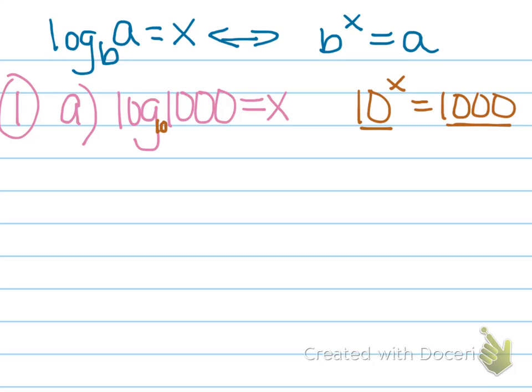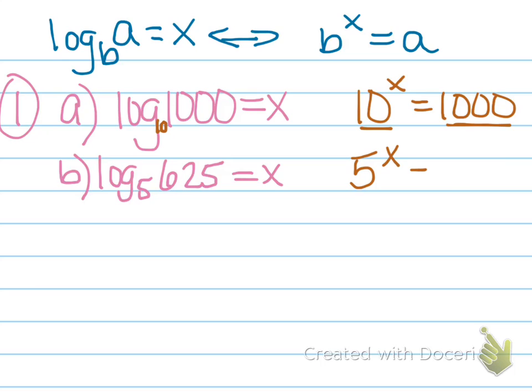Okay, B. So here we have log base 5 of 625 equals x, and we rewrite this as 5 to the x power equals 625 based on the same rule from above. And I'll just continue. I'm going to actually go down C, D, E, and I'll fit F. I'll fit those all down here.